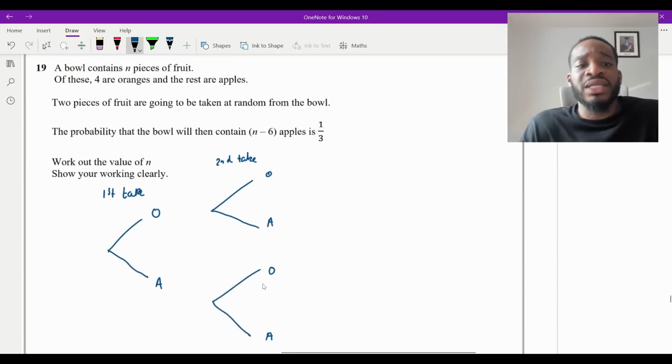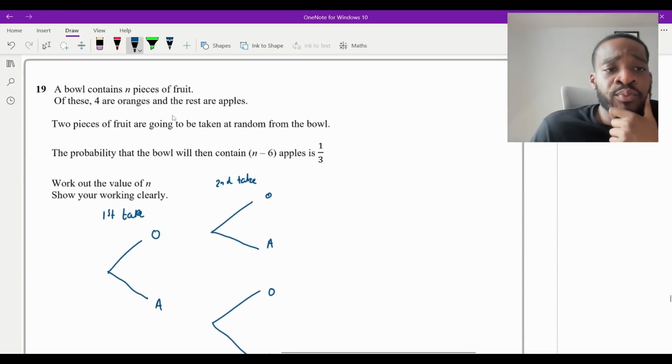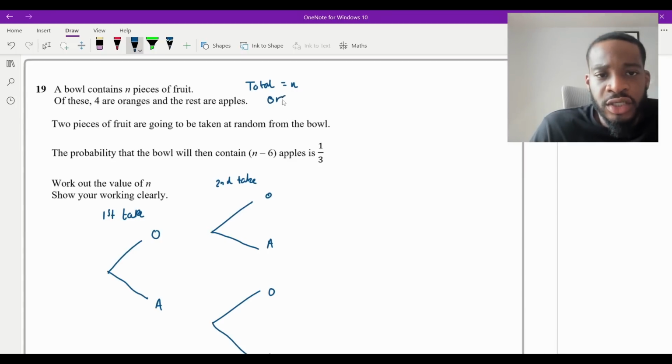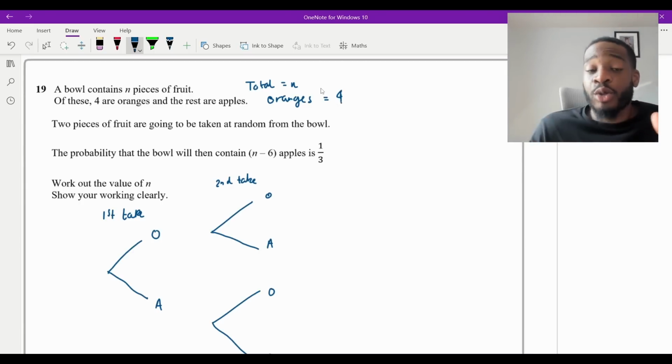And then what I'm going to do is label it, right? And well, to label it, I need the probabilities. So what do I know? Well, a bowl contains n pieces of fruit. So I know that there was a total of n fruit. So I'm going to say the total is equal to n. Of these, 4 are oranges and the rest are apples. So I'm going to say oranges, that will equal 4. Now, if there are 4 oranges, well, we don't know how many apples there are, but can we express that algebraically?